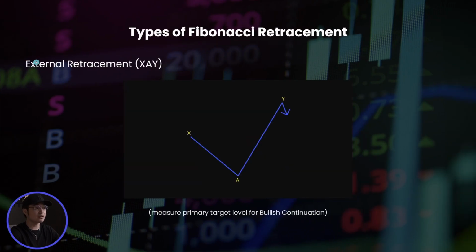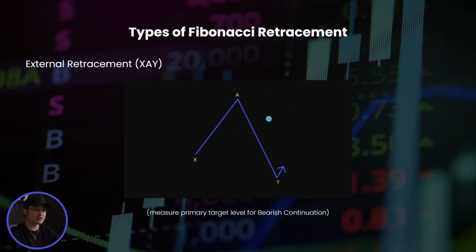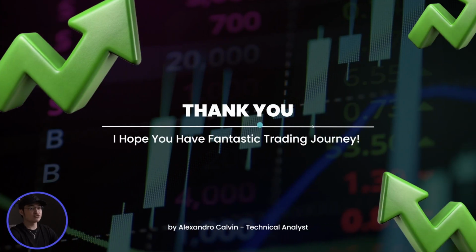The external retracement, or XAY, is used for measuring primary target levels for bullish continuation. This is XAY. The Y is our target point for bullish continuation. This is for the bearish continuation. You have to remember that external retracement is used for measuring the primary target level for bearish continuation. So let's go straight to the chart and do some live study.